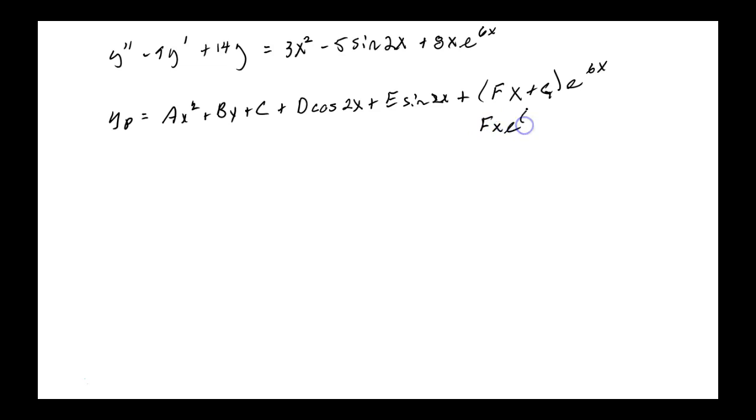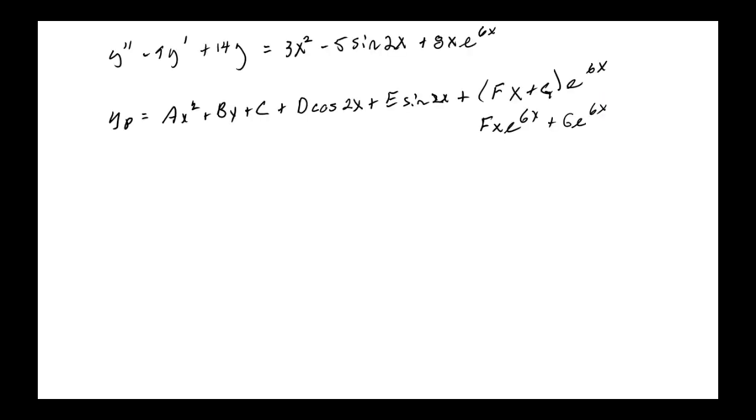F sub x e to the 6x plus g e to the 6x, which is exactly that without the parentheses. But then they turn around and put it in at the end. Either way will be fine. When they did the YP1 and YP2 and YP3, with this being YP1, those two being YP2, and that one as YP3, then they turned around at the end and did it like that. So either way is perfectly fine.